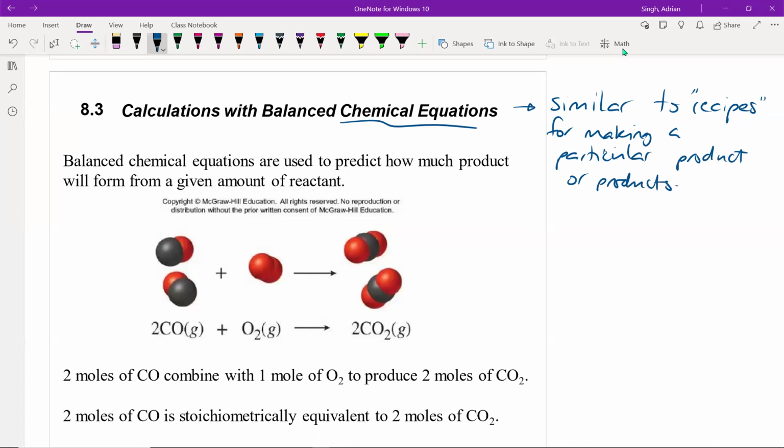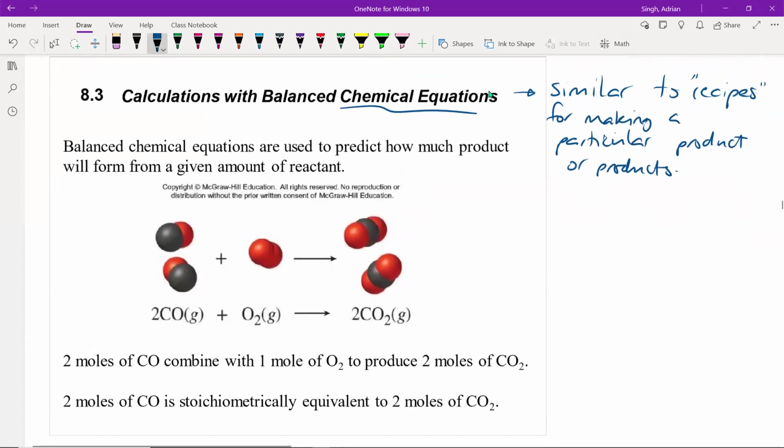Just like you need a certain amount of flour and all these other things to make bread, for example, you need a certain amount of atoms to make up different compounds and different molecules. And we'll take a look at a simple example here, and see how this really affects how we can use a balanced equation.